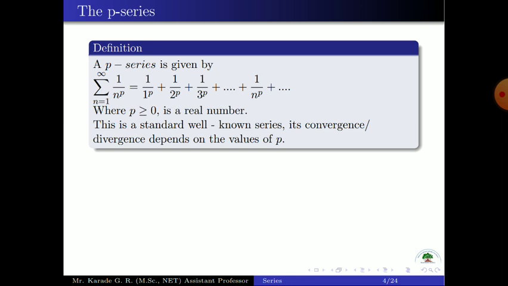So the P series is a series in the form of summation 1 upon n raised to the power p, where n runs over 1 to infinity. This series contains infinitely many terms and the general term of this series is 1 upon n raised to the power p. The first term of this series is 1 upon 1 raised to the power p, which means the first term is 1. So what is p here? p is any real number which is greater than or equal to 0.